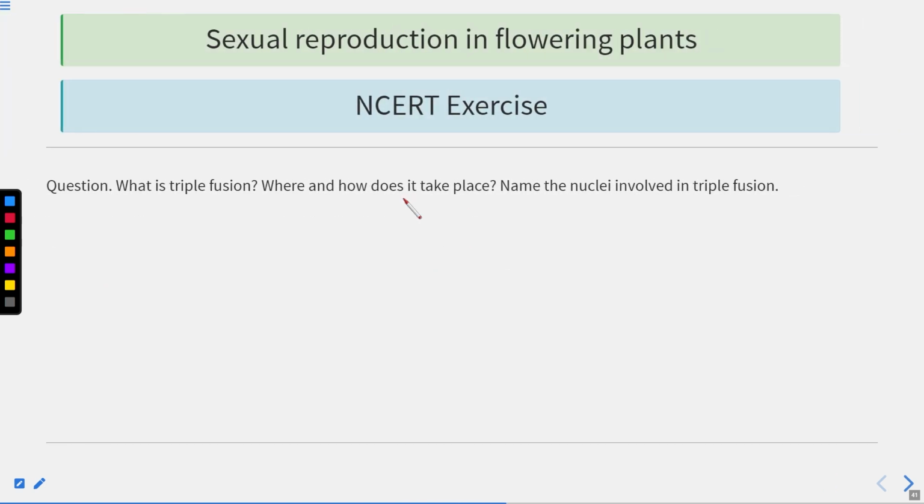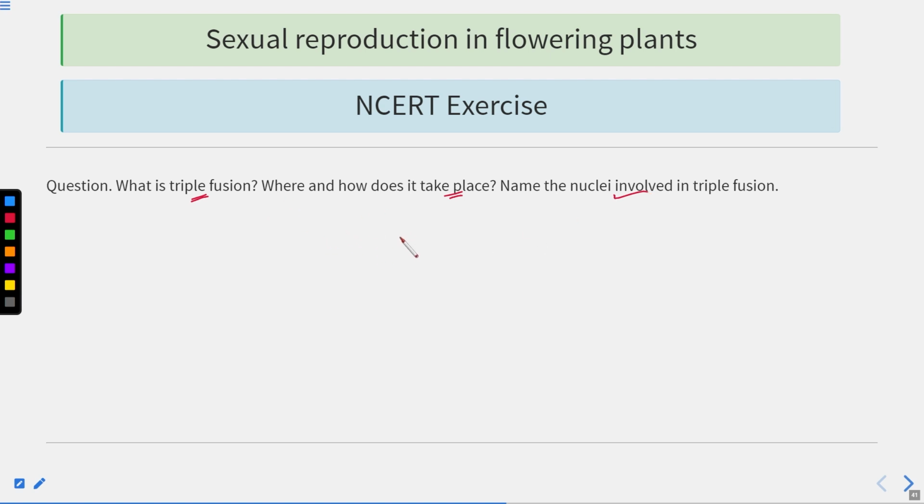Now let's talk about the next question. So the next question is related to the triple fusion. Triple fusion occurs during the double fertilization. Now what is the question? What is triple fusion? Where and how does it take place? And name the nuclei involved in the triple fusion.